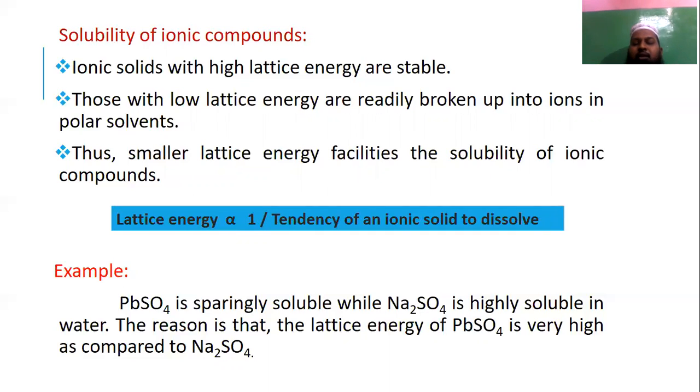For example, lead sulfate is sparingly soluble while sodium sulfate is highly soluble in water. The reason is that the lattice energy of lead sulfate is very high compared to sodium sulfate. Here the charge on lead is high compared to sodium. Sodium is 2 plus, lead is 4 plus. So lead, having the higher charge, has higher lattice energy and is stable. But sodium has low lattice energy and is easily soluble.